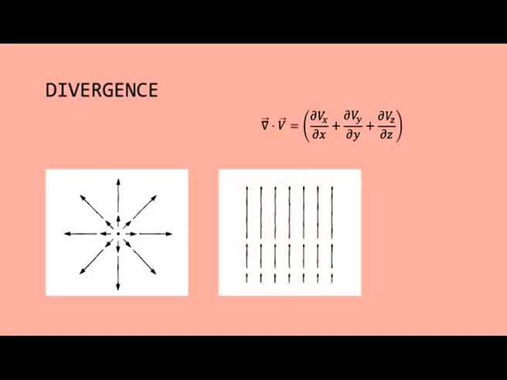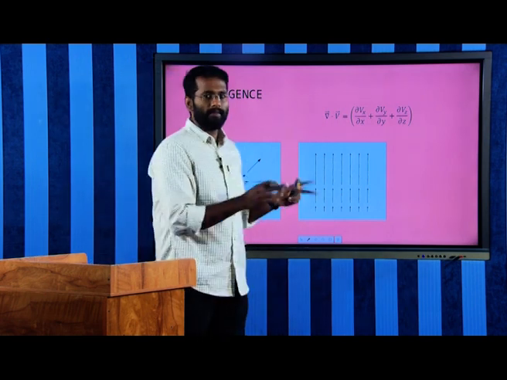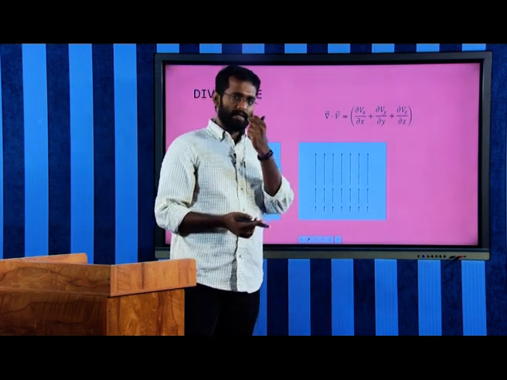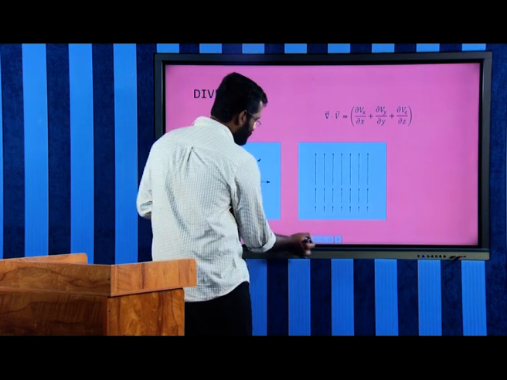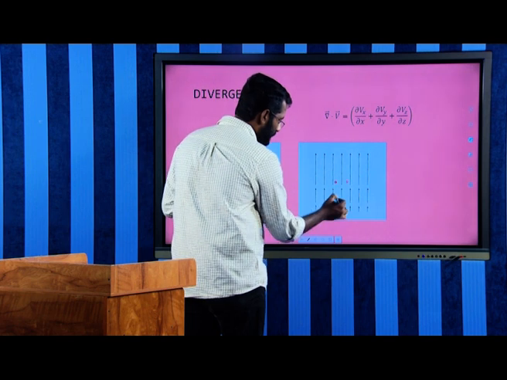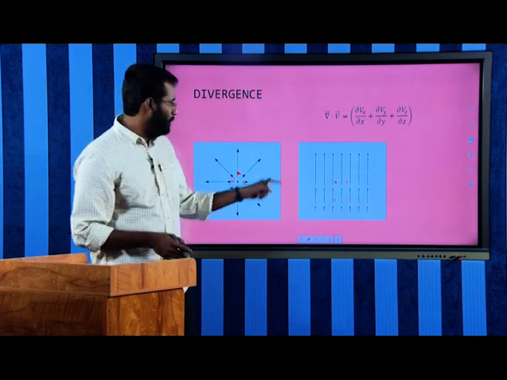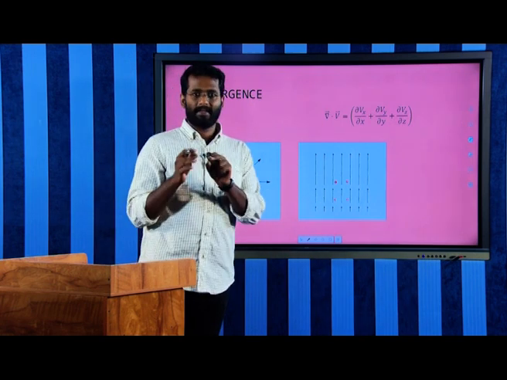Now see this field. Does it have a divergence or a convergence? At first look we may think that there is no divergence or convergence. So let us use that simple trick of thermocol balls. Let me put one ball here, one ball here, one here, and one here. Imagine that it is a fluid flow and these arrows represent its velocity.